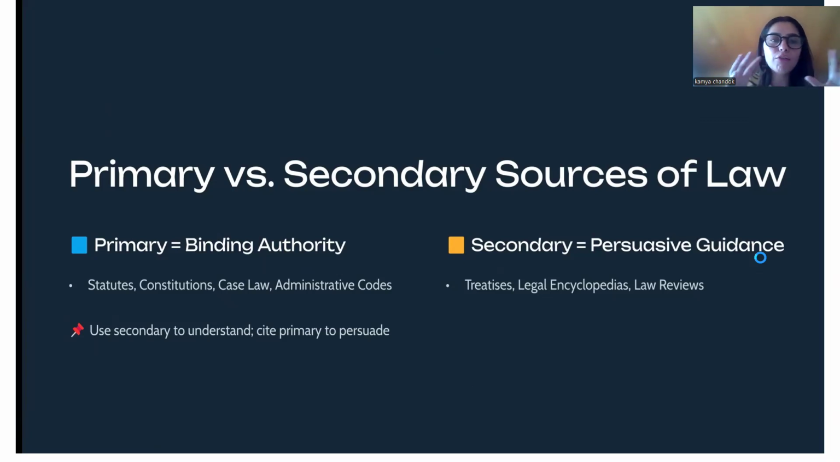Now, let's follow a rule of thumb. You use your secondary sources to understand and guide your thinking, but you always cite the primary sources when making a legal argument or drafting a document. You can think of secondary sources as the commentary during a cricket match. It explains the game, but it doesn't determine the score. Hope the difference is clear now.